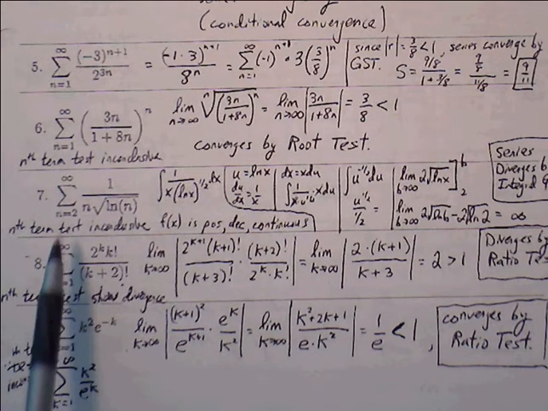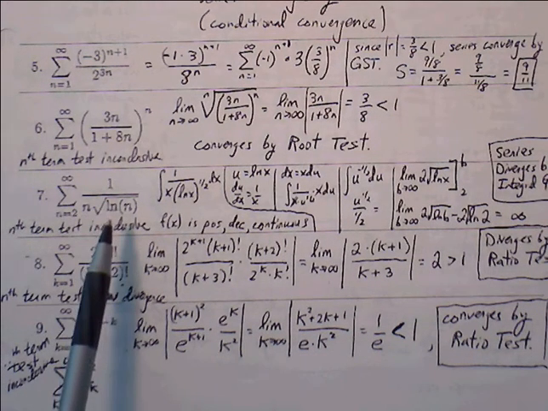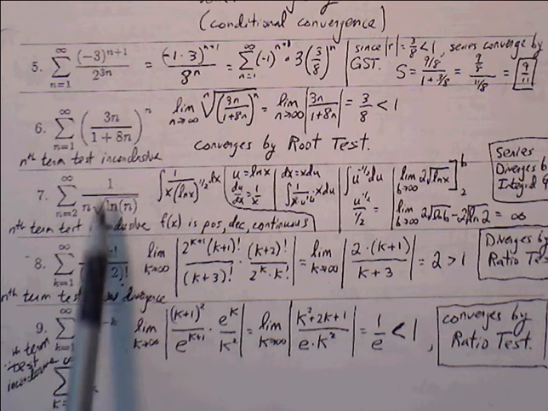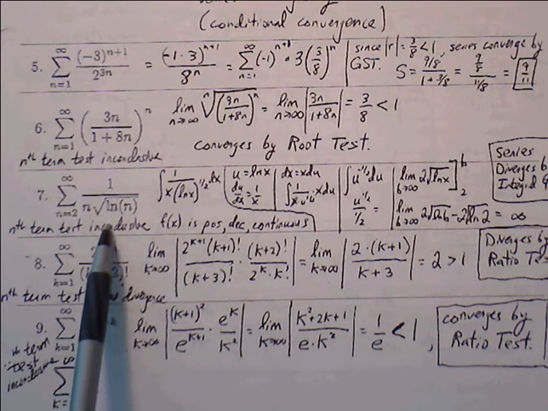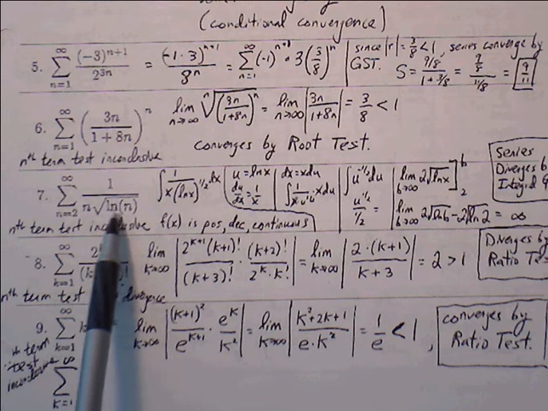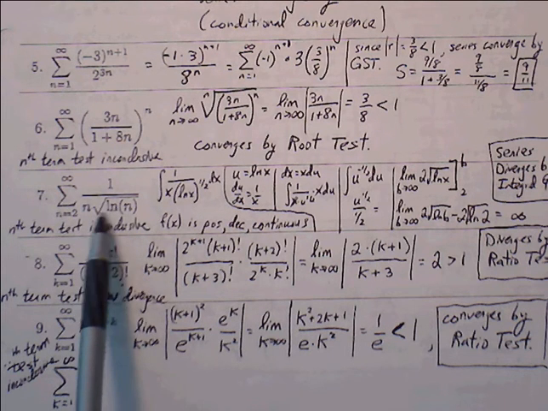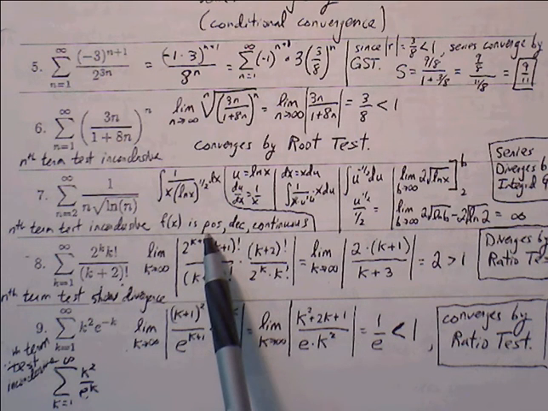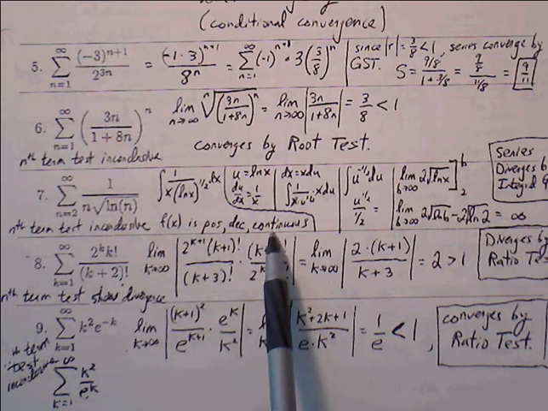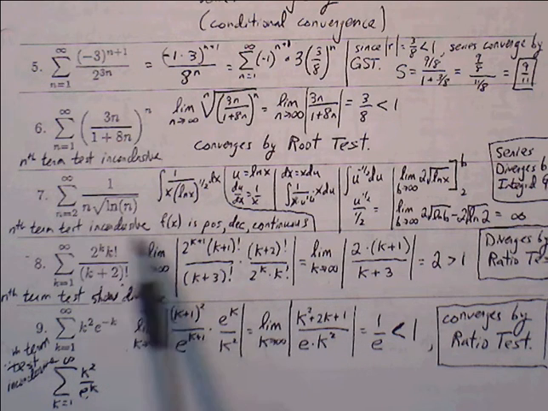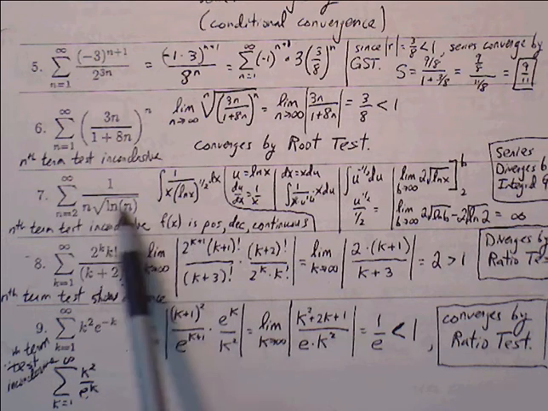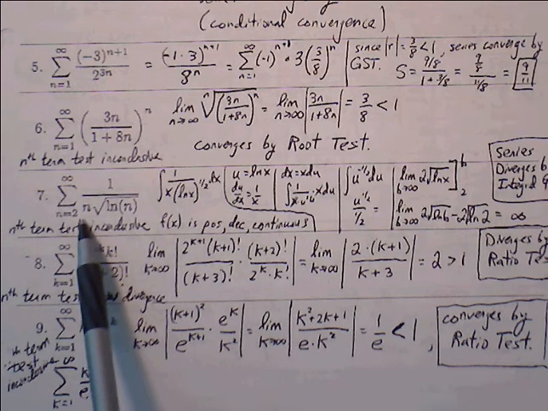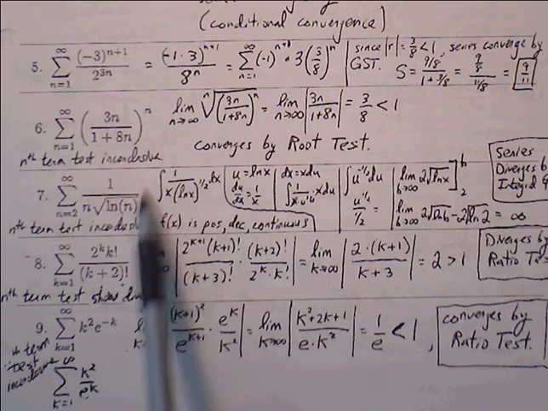Okay, number 7, 1 over n times the square root of the natural log of n. The nth term test is inconclusive. So we can see that this may be in a form that we can use for the integral test. First off, the conditions. Is the function positive, decreasing, and continuous as n approaches infinity? We know the function is positive, so this expression will never be negative. It's decreasing: as n approaches infinity, this value is getting smaller and smaller. And the function is continuous from 2 on, so there are no breaks in the graph.